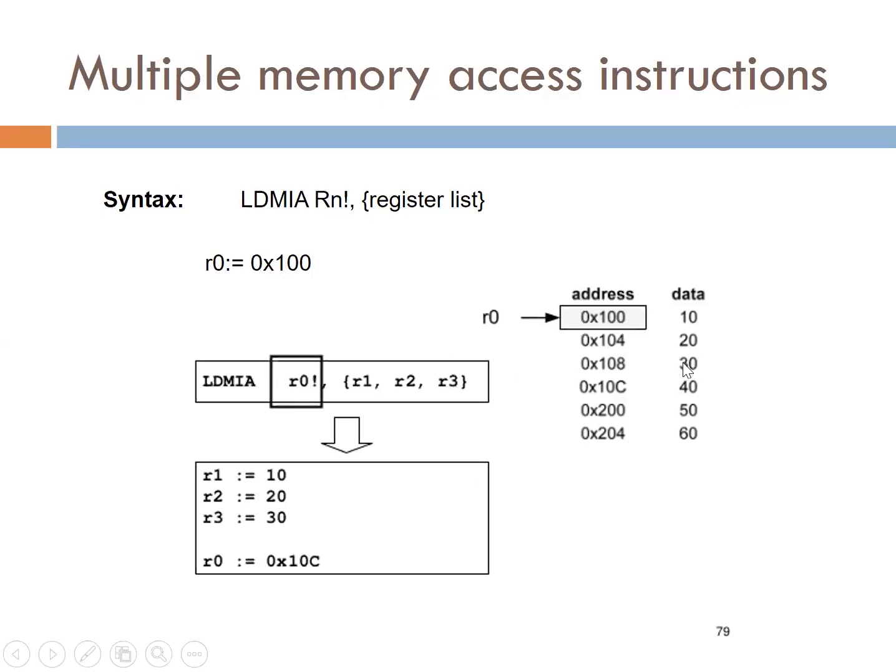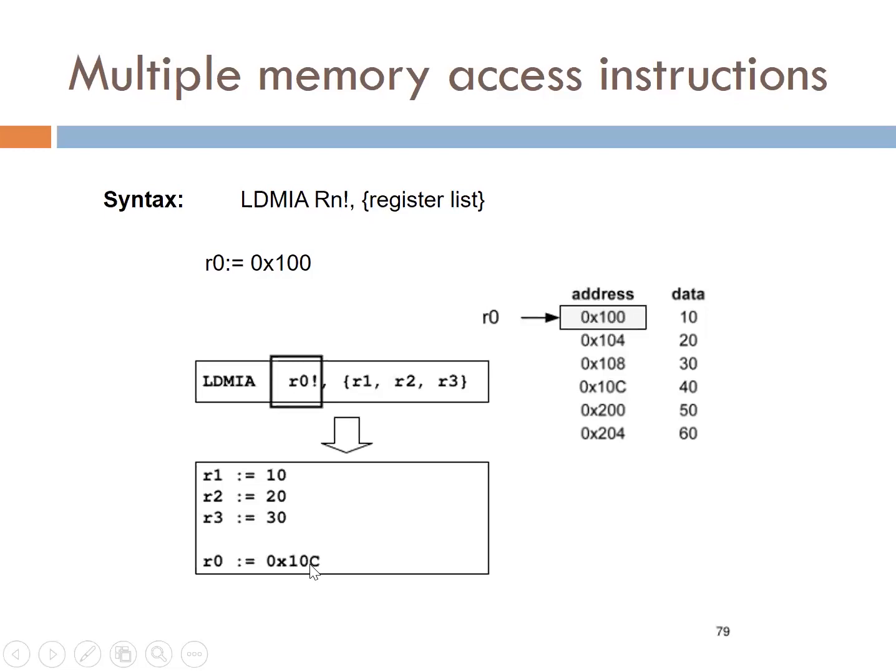Now the loading operation is done till here. But what is the suffix saying? Increment after. So the memory address will now increment and point here. As you have only 3 registers, 3 data are loaded and the memory address will be incremented and pointed here. Now, as you have an exclamation mark here, what will be the content of R0?